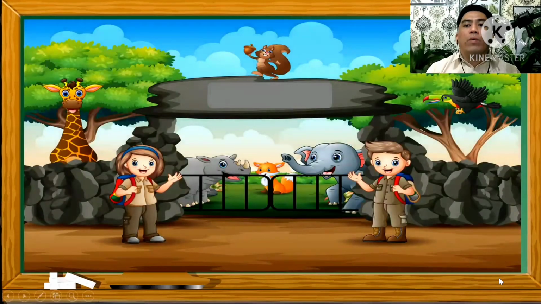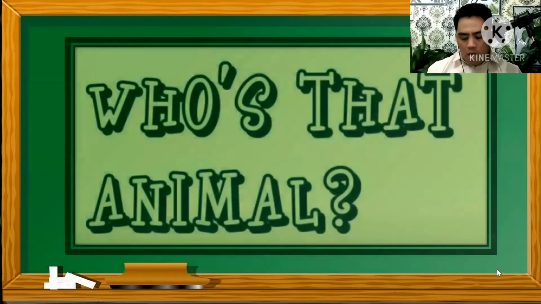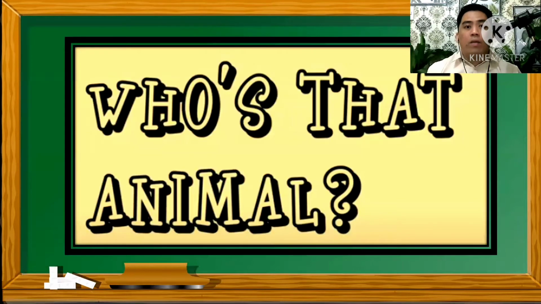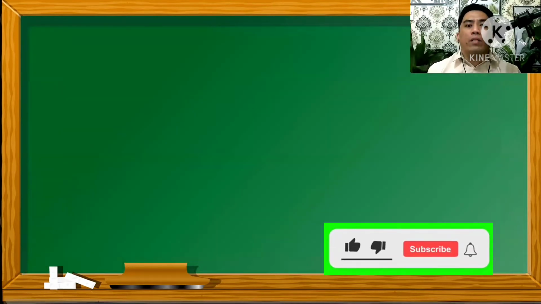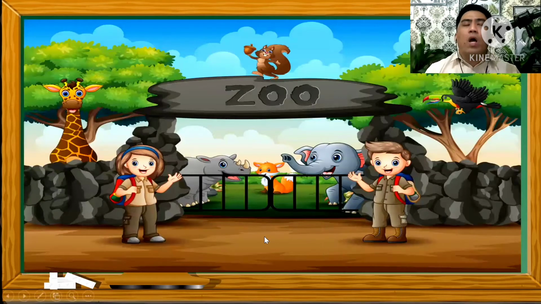Are you familiar with this place, class? Okay, very good. It's a zoo. What are the different things that we can observe in a zoo, or what are the things that can be seen in the zoo? We can find different kinds of animals. There are animals which are big. There are animals which are small.